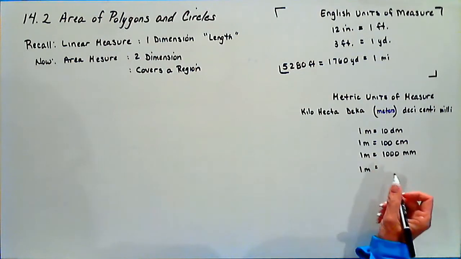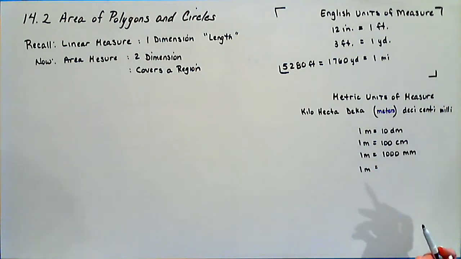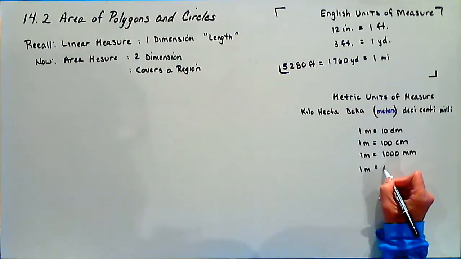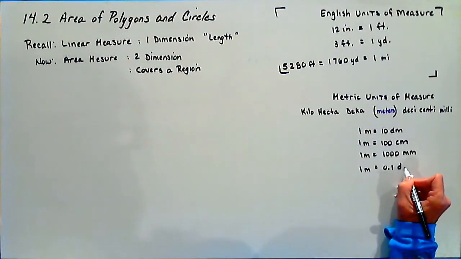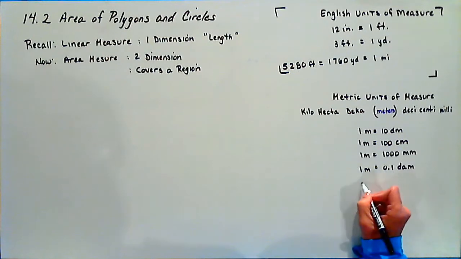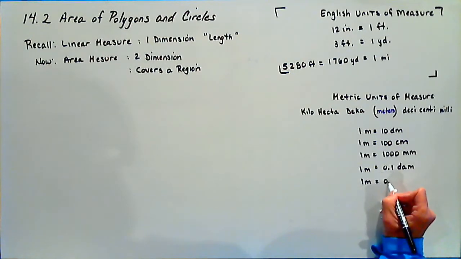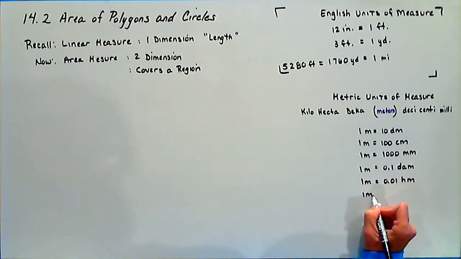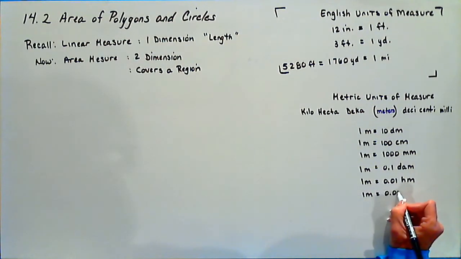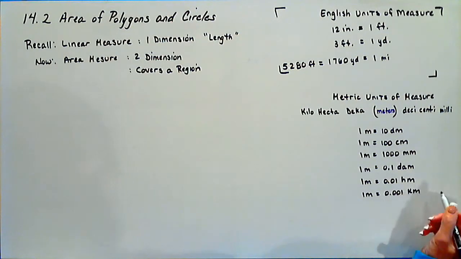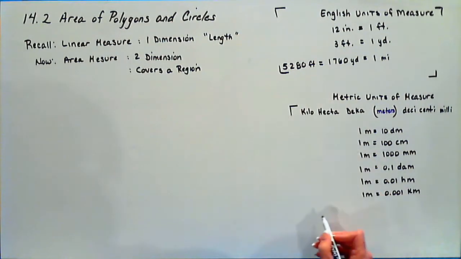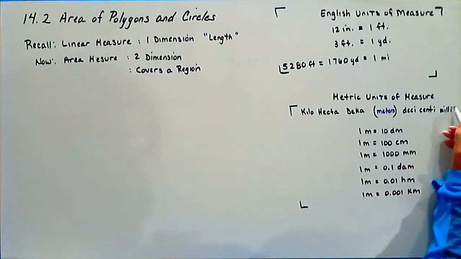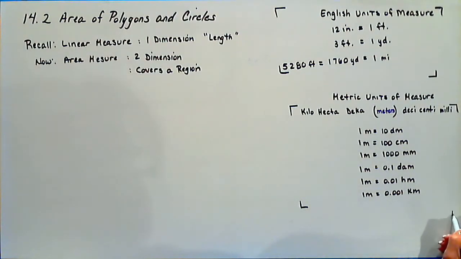But if I convert and go in the other direction, 1 meter is the same as 0.1 decameters. It is 1/100th of a hectometer, and it is 1/1000th of a kilometer. So here are our metric conversions. Okay. And so let's practice a little bit.